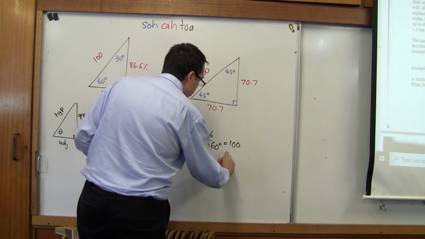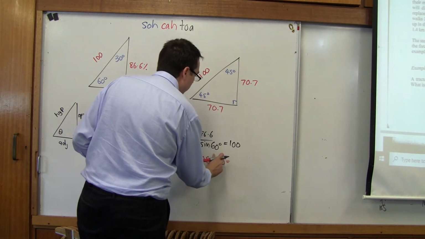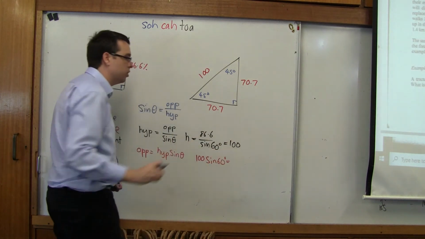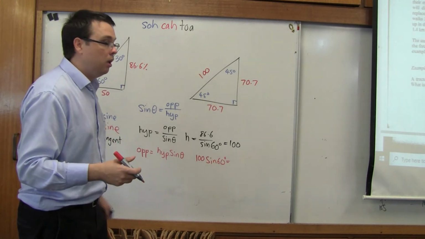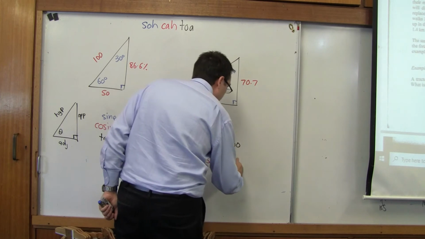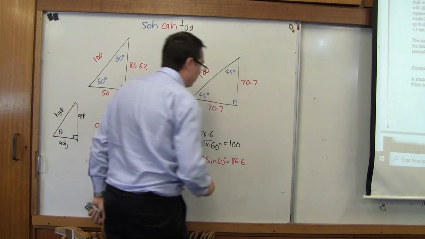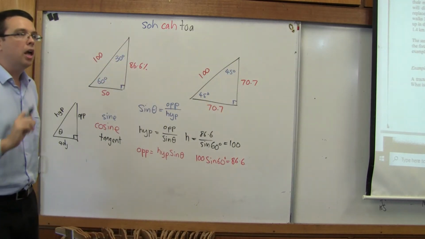Now you're allowed to just type that in to the calculator, just like that. If you just type in 100 sine 60, what do you get? 86.6. 86.6, excellent.